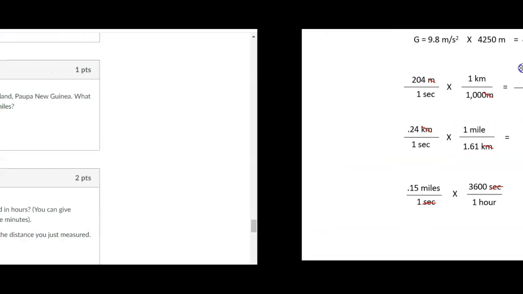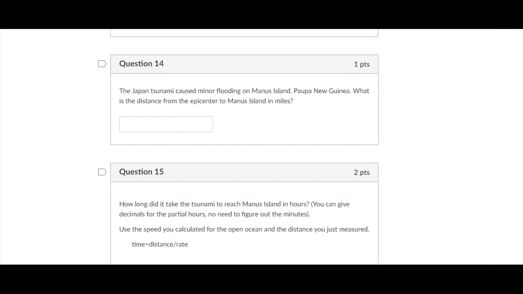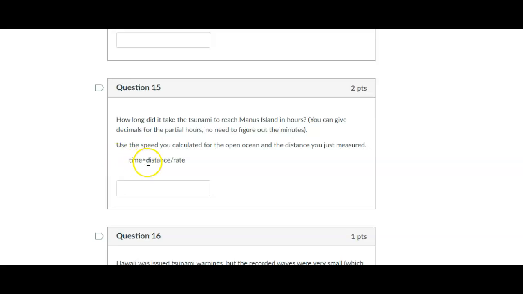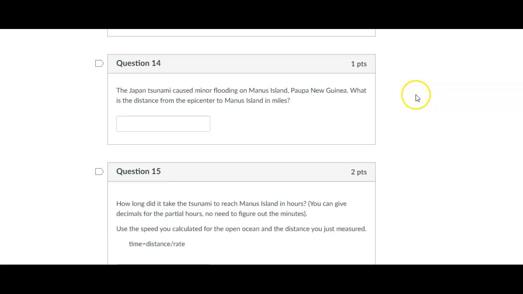So I'm going to bring you back over here. Whoa, hopefully not make you dizzy. And here it says time equals distance divided by rate. So we have the rate. That's what you went and calculated up here.